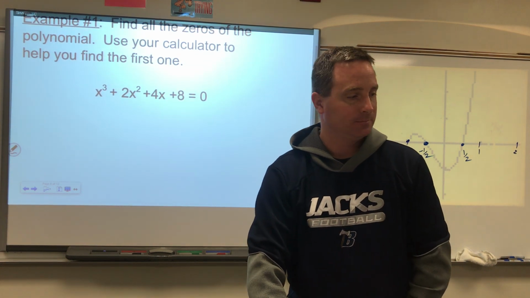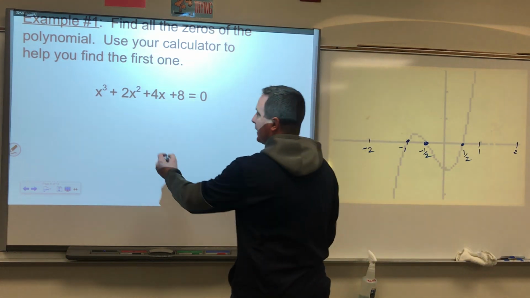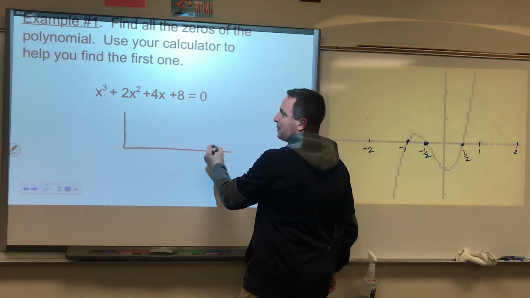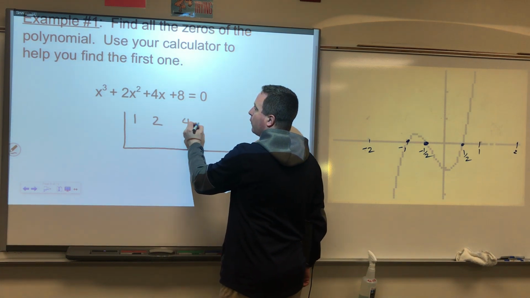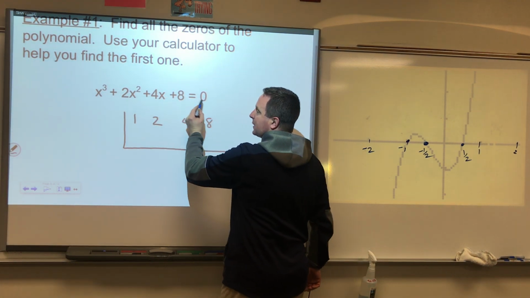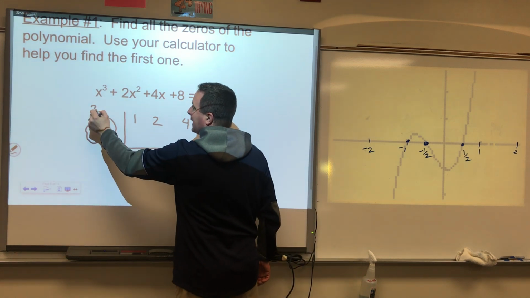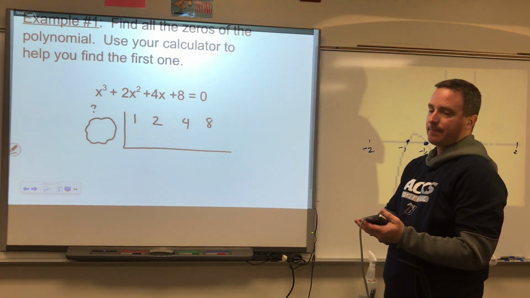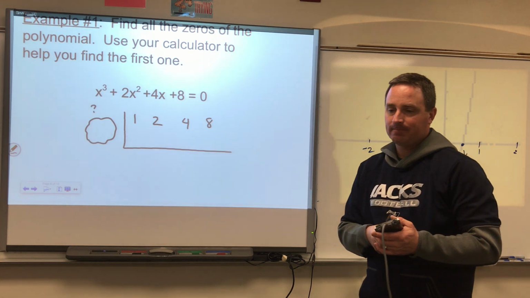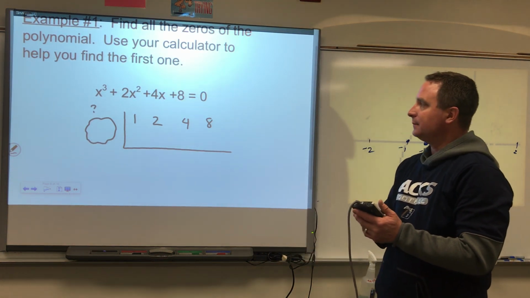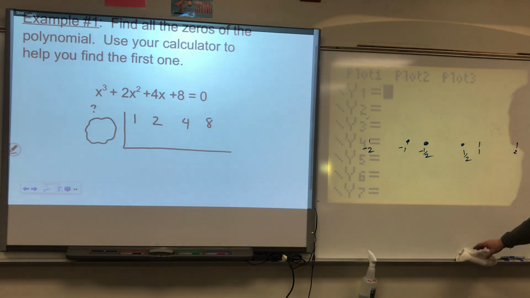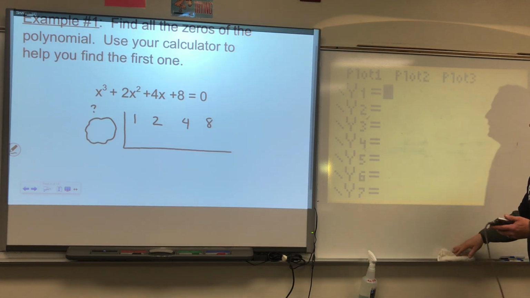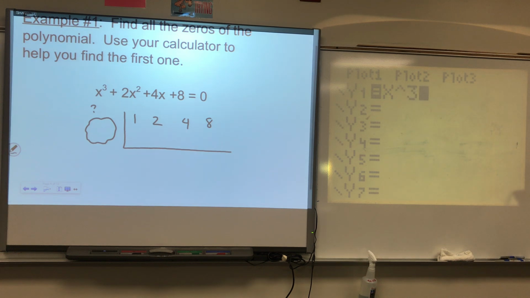Let's try this. Same thing. Before I go to my calculator, I'm going to just do the setup here: 1, 2, 4, and 8. And again, all the exponents are accounted for. I'm going to use my calculator to help me find one number that goes out there. Let's try this one. I'm going to go to y equals, clear out my old one. Let's take a second and type this in: x raised to the third plus 2x squared plus 4x plus 8. And I'm going to graph it.